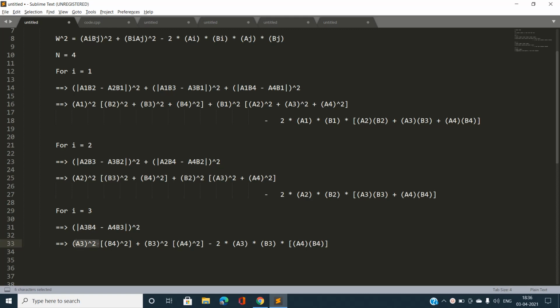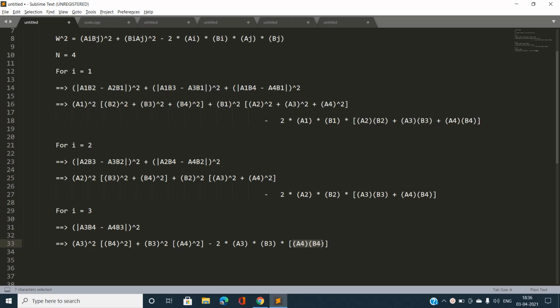Okay, so let me generalize this case. If I have one-based indexing, then for i equal to n minus 1, that is 3, I will have a of n minus 1 square into the sum starting from b of n square to b of n square, that is only one term, plus b of n minus 1 square into the sum starting from a of n square up to a of n square, that is only one term, minus, you can see this term, twice of a of n minus 1 into b of n minus 1 into the product a of n into b of n.